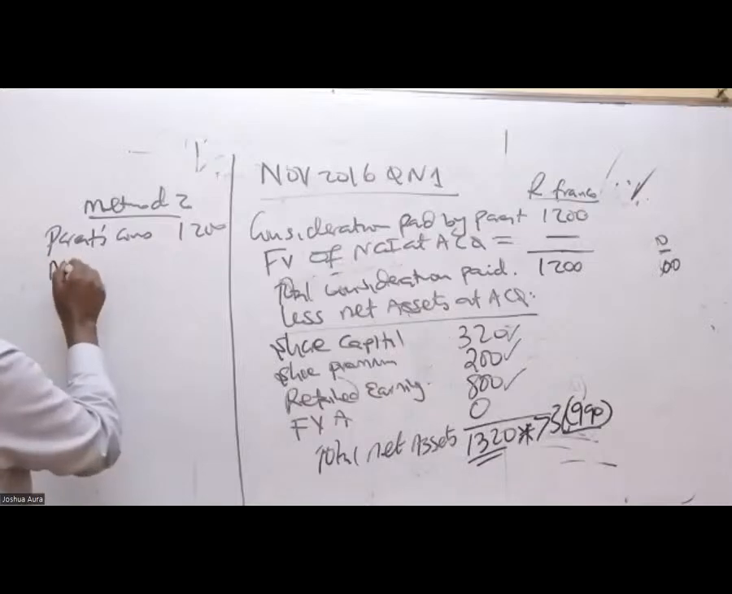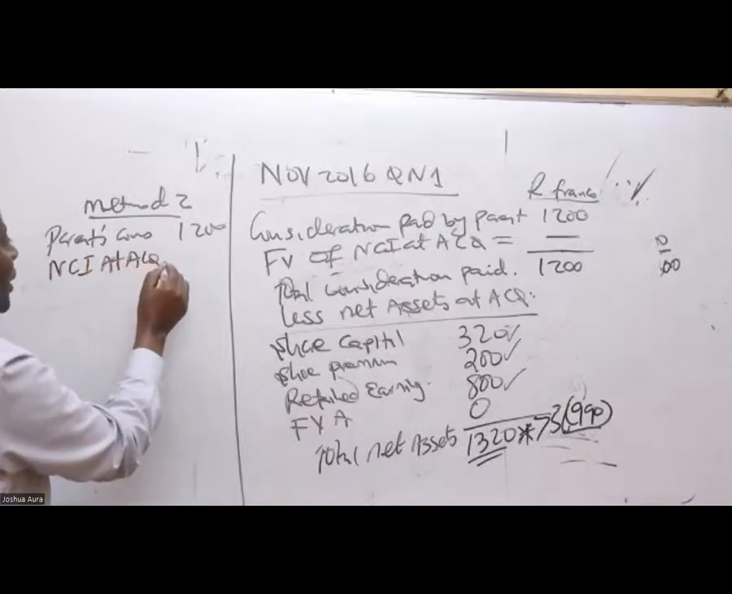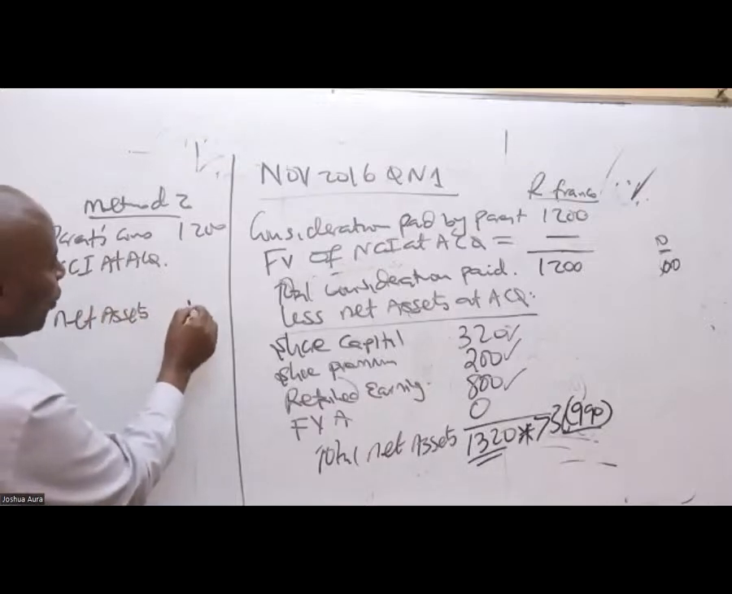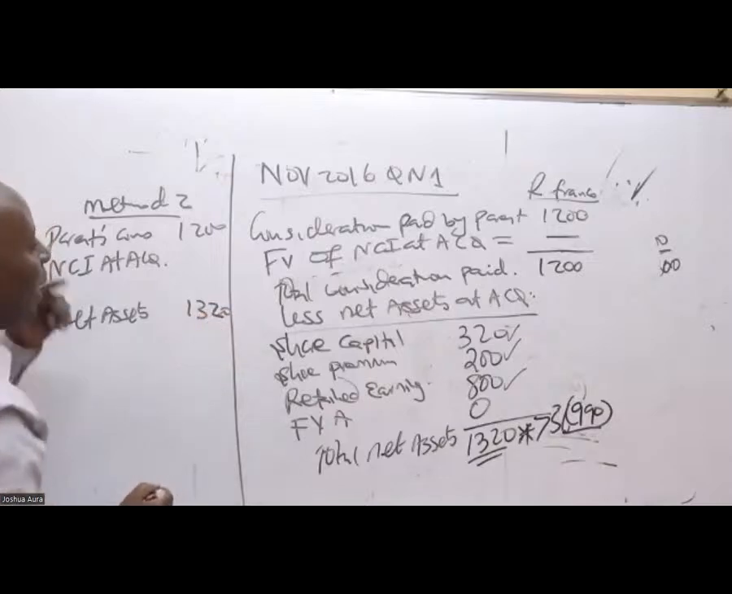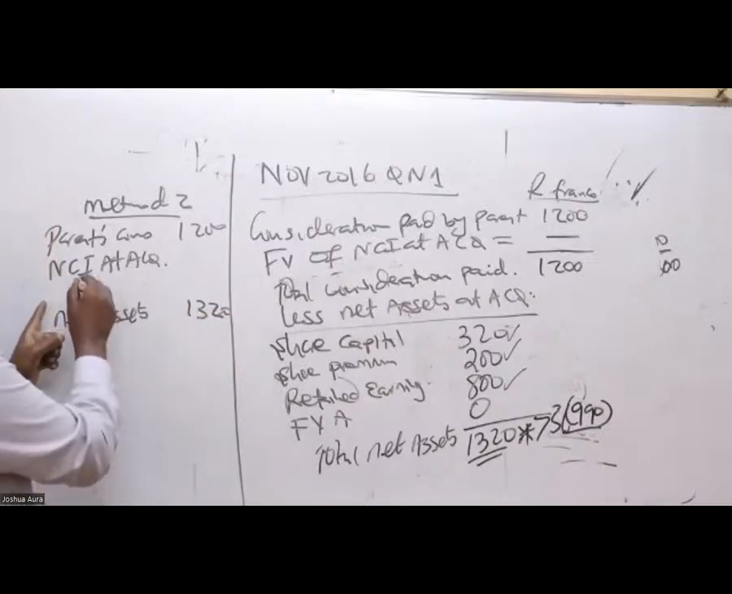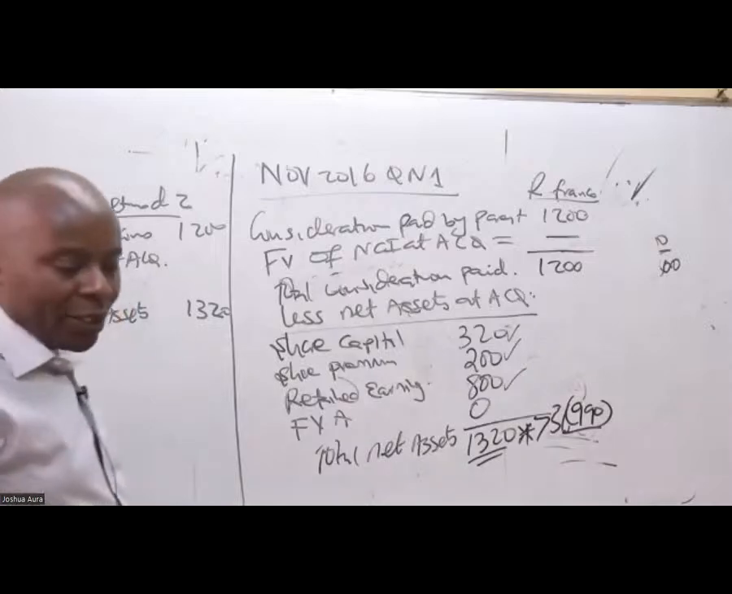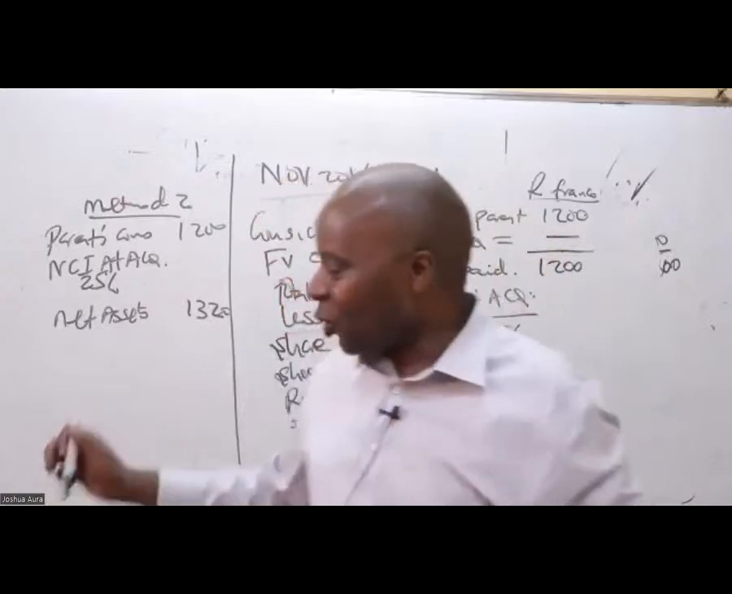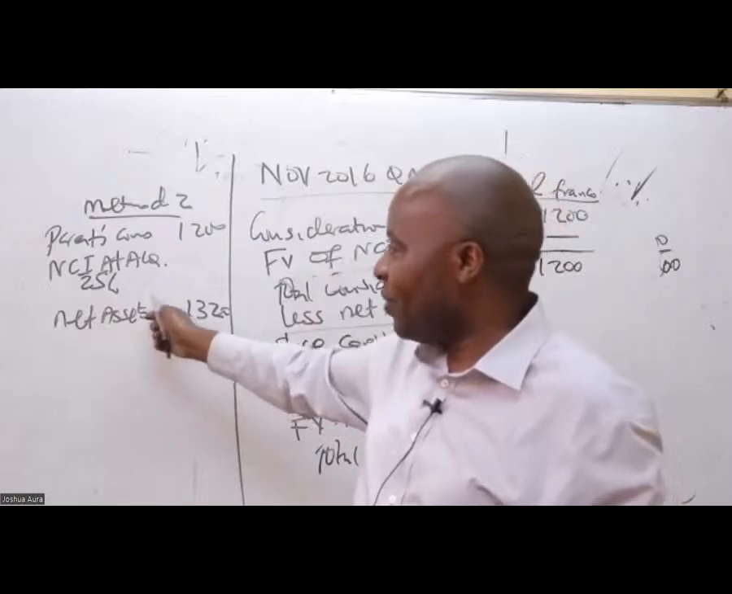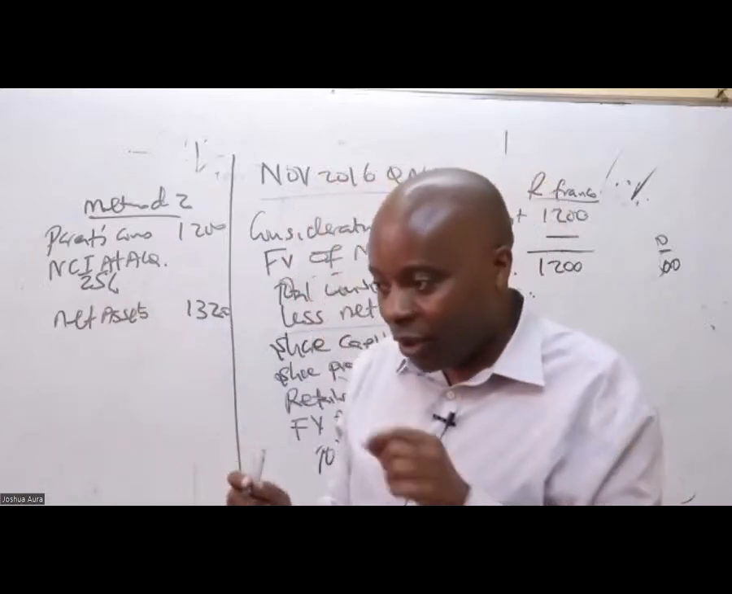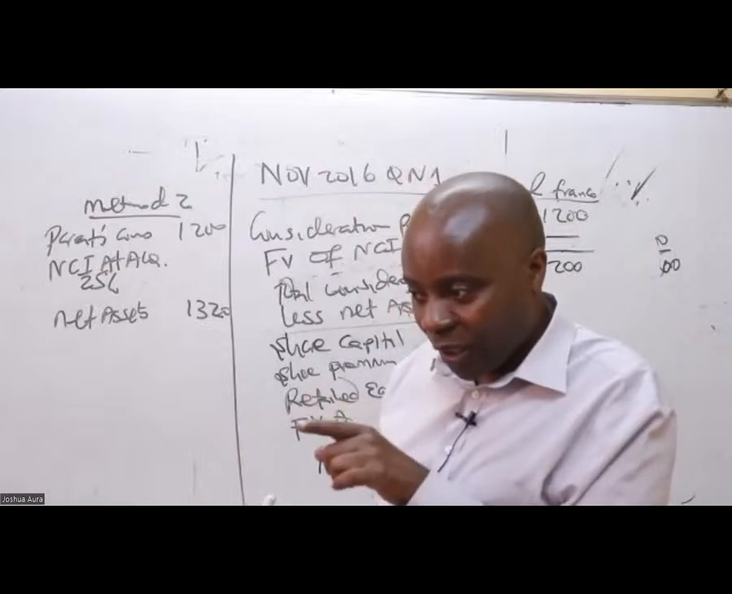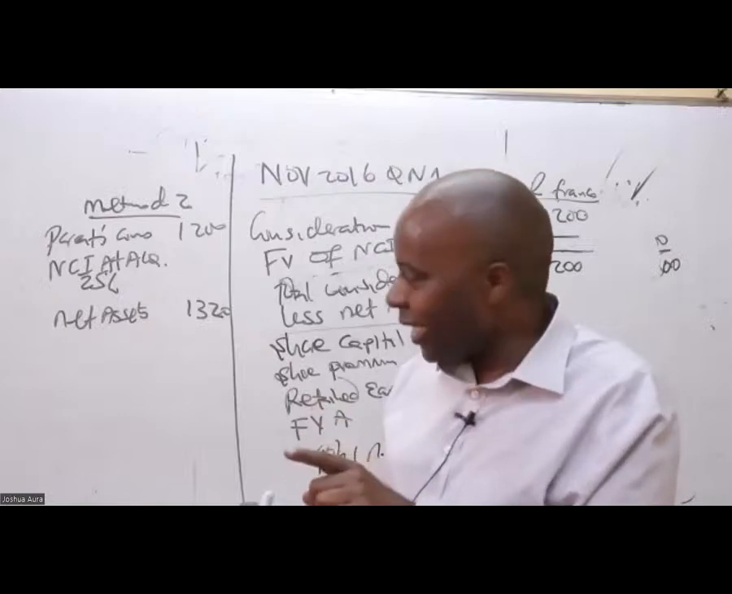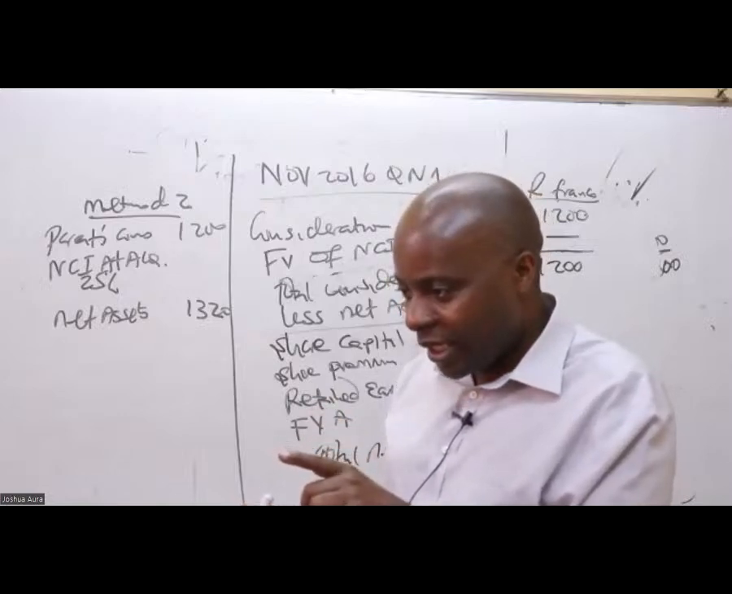And then we have here NCI at acquisition. They'll tell you the net assets here are 1320. We know that the NCI percentage is 25, because if the parent has 75, then NCI has 25. So what is 25% of these net assets? Can somebody give me this 25% of the net assets? Merab is giving me a figure of 320. Is she the only one able to see that? 330, right? 330, Mary Ann.